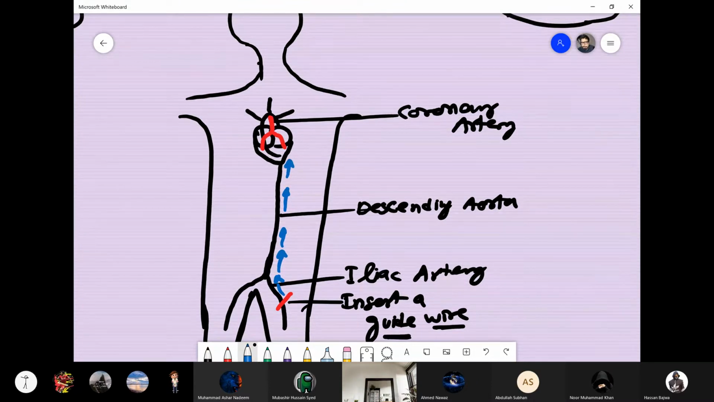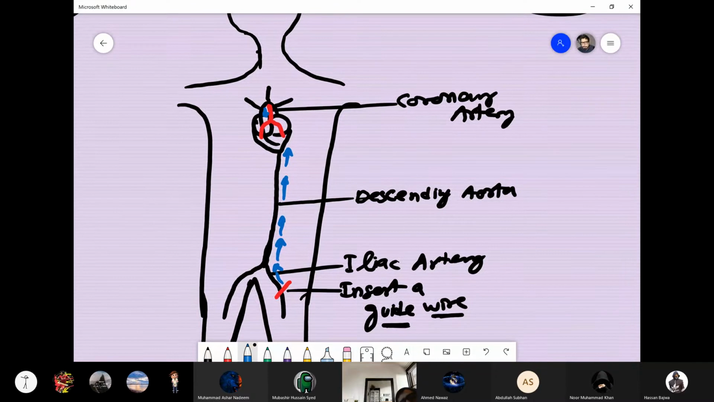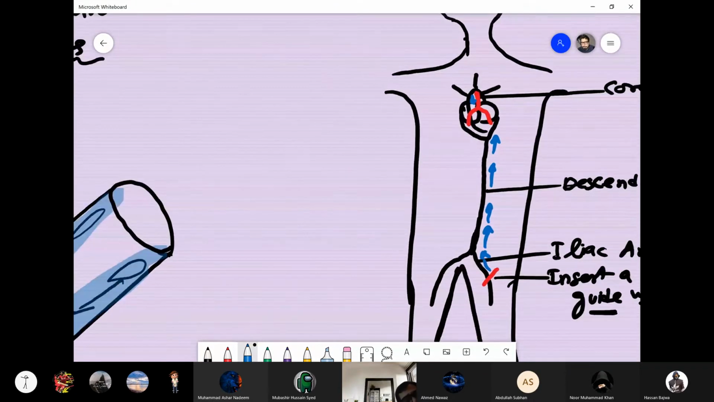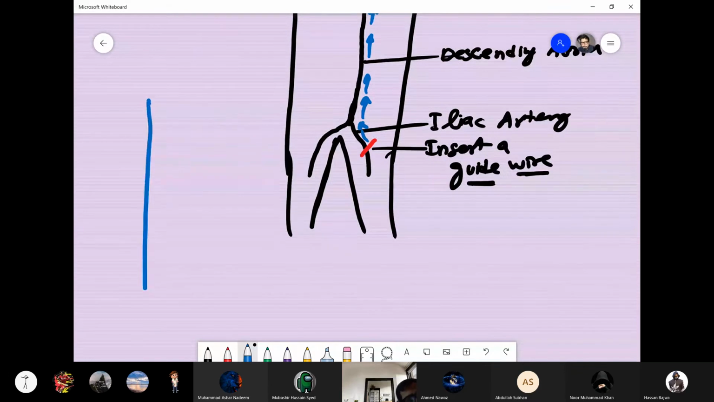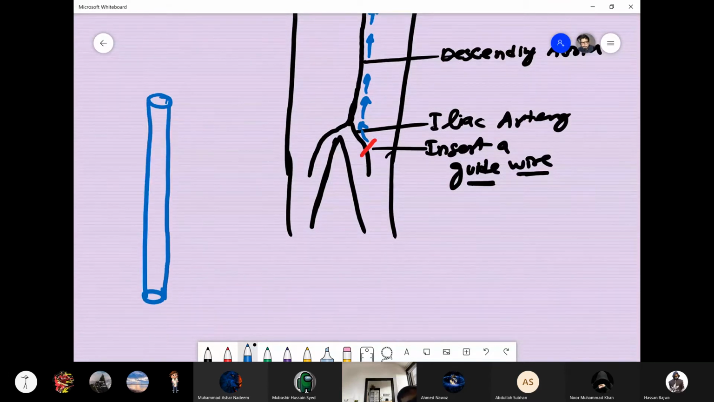Now, as you guys know, this aorta is going back where? Into the heart. This descending aorta is going back into the heart. So eventually it will reach where? It will reach the coronary artery. Now, once this guide wire reaches the coronary artery, let's suppose that this was the aorta, and in the aorta, this is the guide wire.